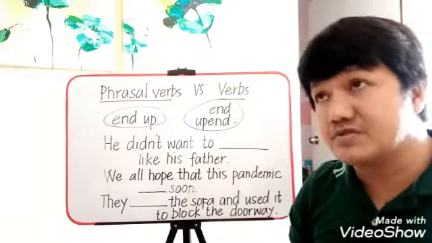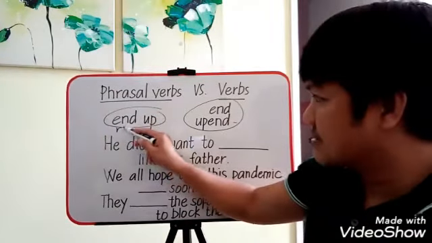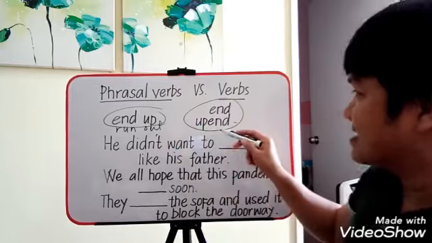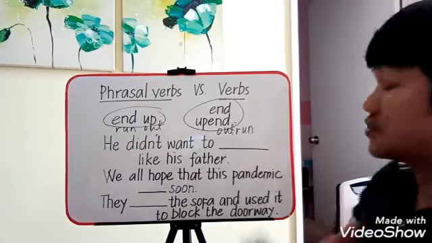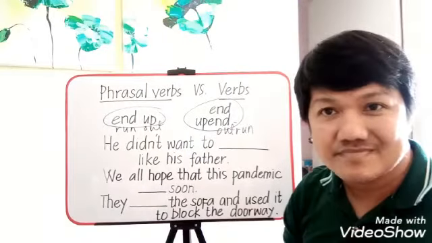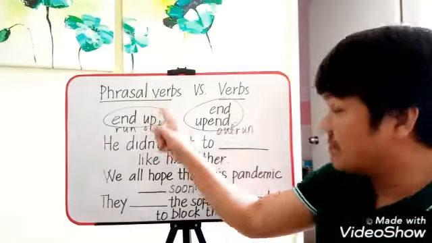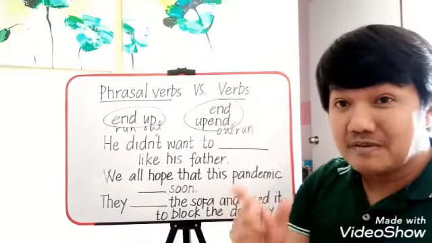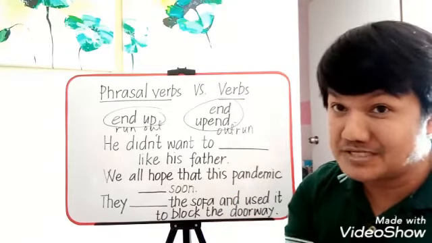Come to think of it, we also have the word run out, and the other one is outrun. You see that? Run out, that's phrasal verbs or verb. Outrun, that is also a verb, but it's just one word, so it's not phrasal.